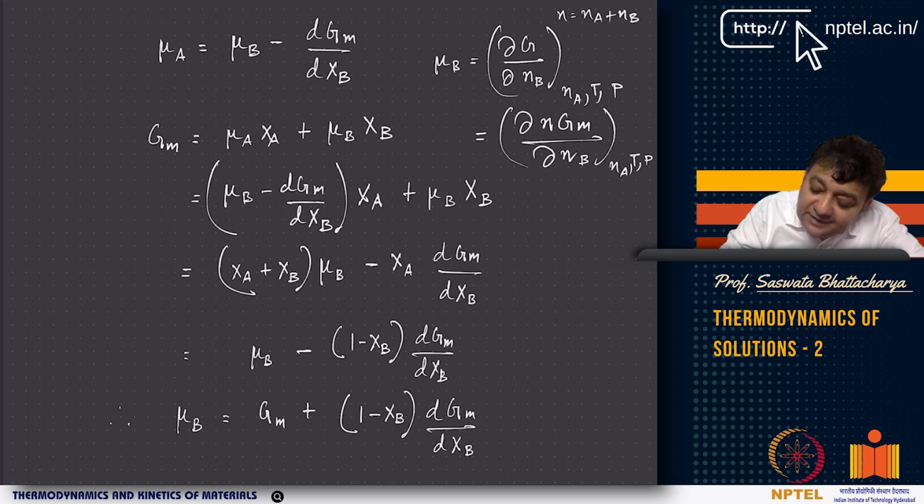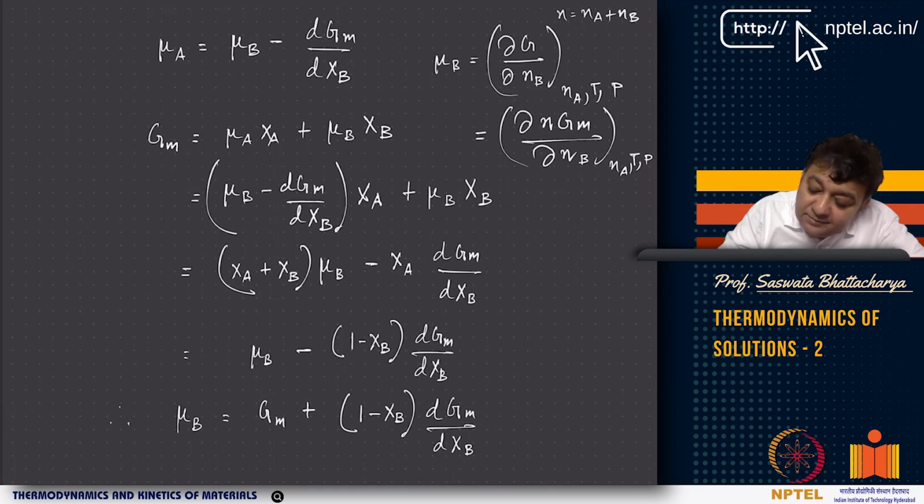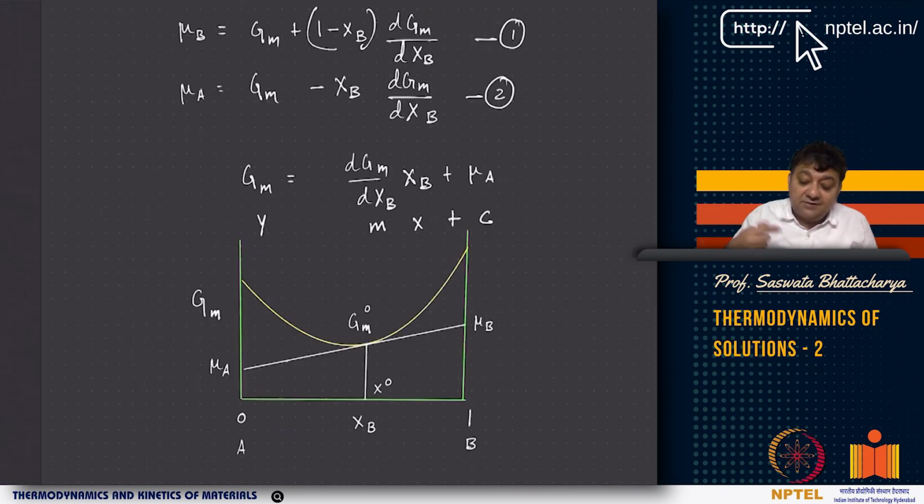Then you can do a chain rule. So basically you have del n del nb times Gm plus n times del Gm del nb, and then you can express that in terms of xb, and you will get the same relation for mu b. Mu b is Gm plus (1 minus xb) dGm dxb. And remember, this relation that you have obtained, you can show geometrically by a tangent construction. So I will show you that.